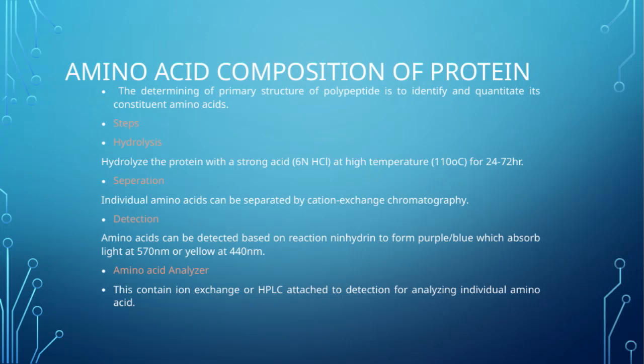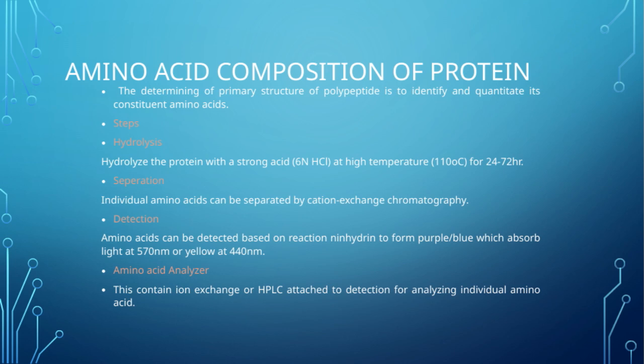Now, let's talk about how we determine the primary structure of a polypeptide, which essentially means identifying and quantifying its amino acids. The process starts with hydrolysis, where we break down the protein into its individual amino acids. We do this by treating the protein with a strong acid, specifically 6N-HCl, and heating it at around 110 degrees Celsius for 24 to 72 hours. This high-temperature acid hydrolysis ensures the protein is fully broken apart.